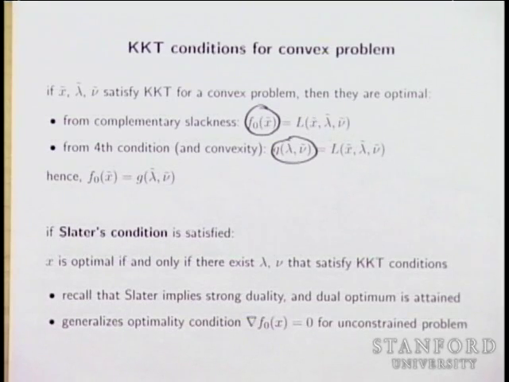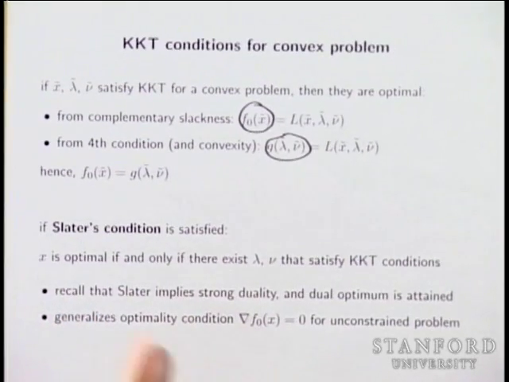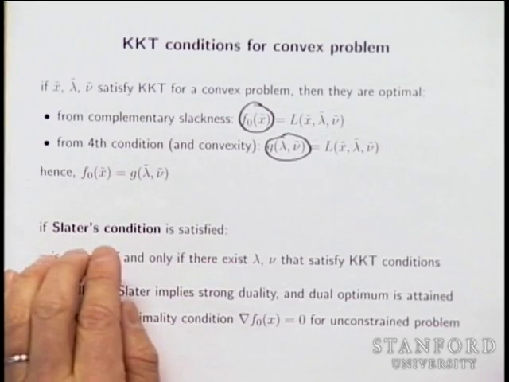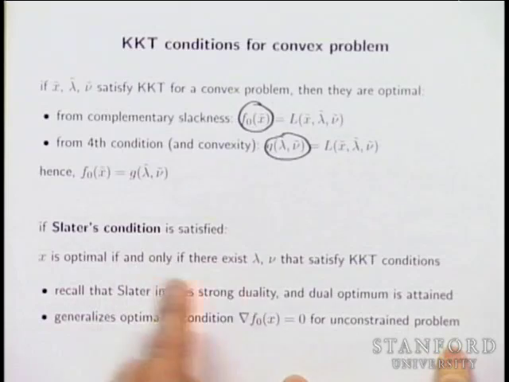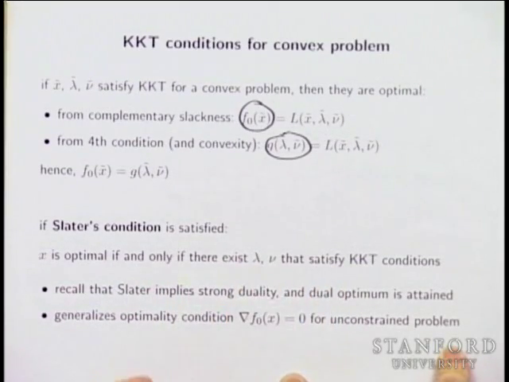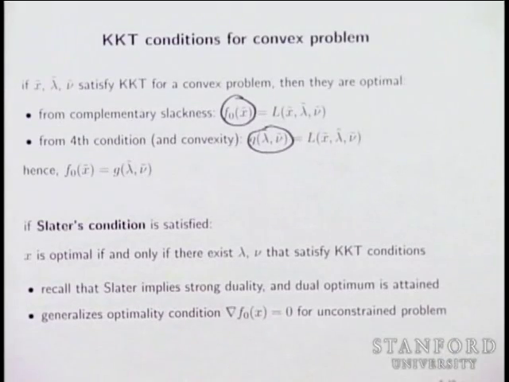Number two, if the KKT conditions hold for a convex problem, then those points are a primal dual optimal pair, period. Okay? And the last one says this. You have to have Slater's condition. Slater's condition says that if it is satisfied, that means there exists a strictly feasible point. Then it says the following: a point is optimal if and only if there exists lambda, nu that satisfy KKT conditions. So that's the full logic of it.